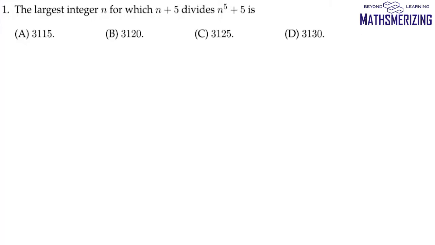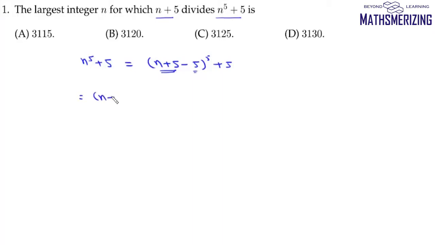Today we'll discuss ISI's BStat BMath 2016 paper, and this paper again has some interesting questions. The first question is, we need to find the largest integer n for which n plus 5 divides n to the power 5 plus 5. Now what we'll do is take up this n to the power 5 plus 5 and express it as (n plus 5 minus 5) to the power 5 plus 5. Now we'll expand it using binomial, considering this as the first term and this as the second term.